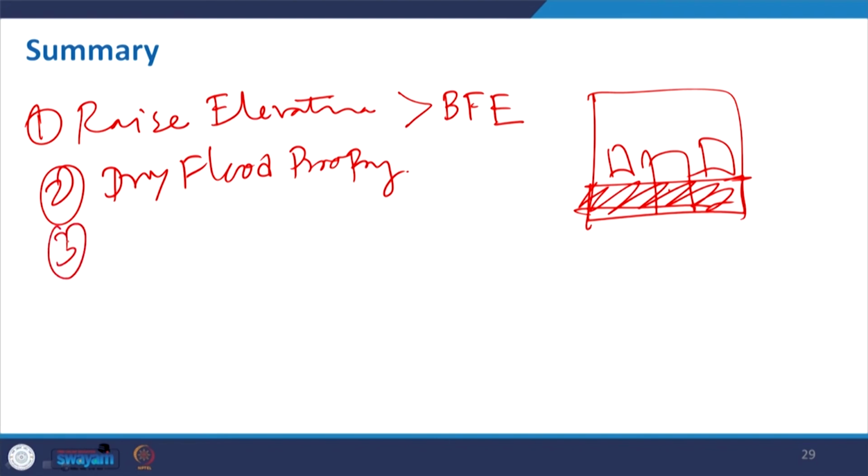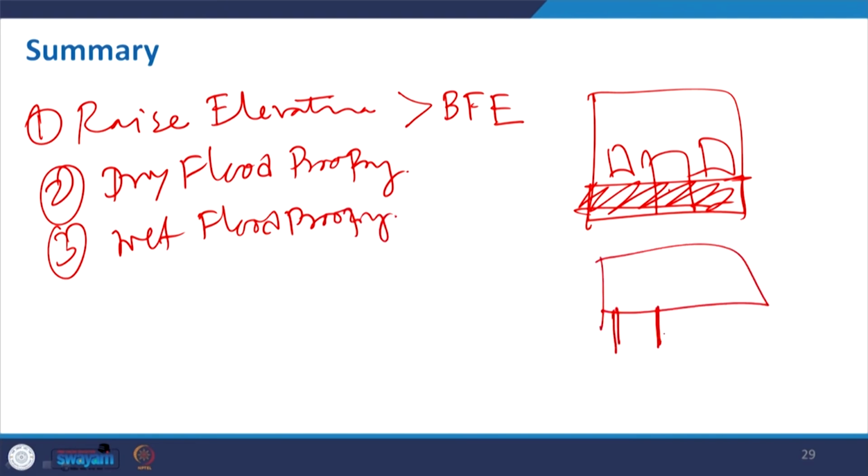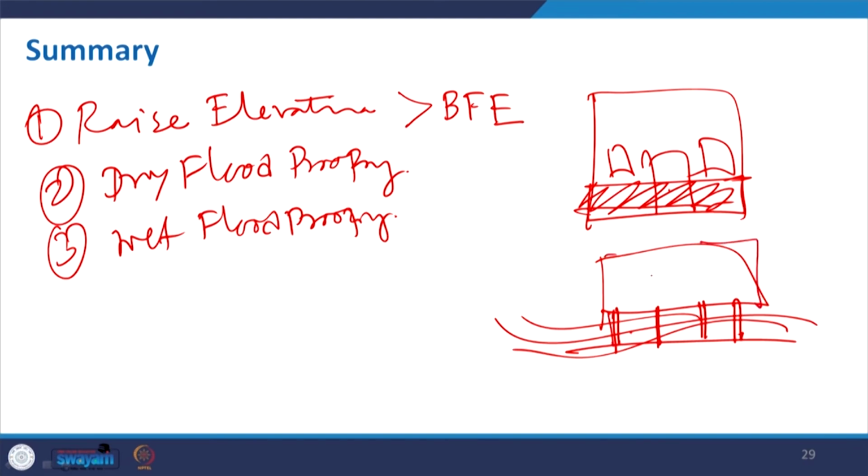Then we can go for wet flood proofing. So, in wet flood proofing it is in contrast to the dry proofing. We will allow water, and that is why we take our building at different heights. So, water can easily pass through, and whenever there is no water, this can be used as a basement, this can be used as your parking, etc. So, this is your wet flood proofing, and this is your dry flood proofing.